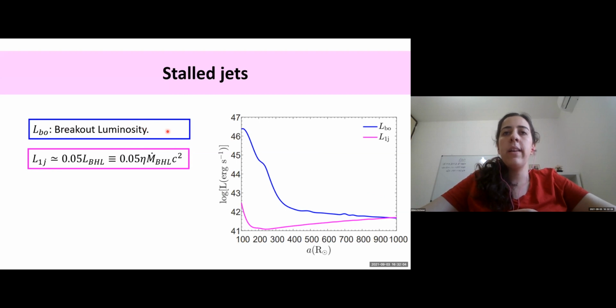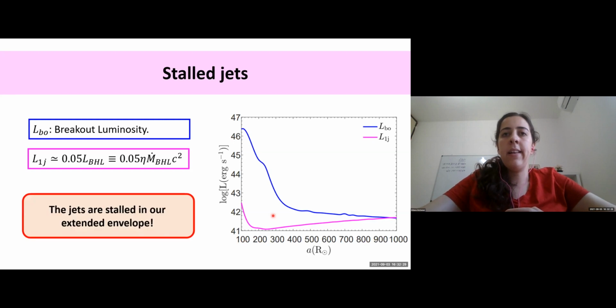And we compare it with the typical luminosity of one jet, which is drawn here with the magenta line. So we can see from this plot that for most of the orbital separations that we investigated, the breakout luminosity is several orders of magnitude above the typical luminosity of one jet, which implies that the jets would remain stalled inside the envelope. And this is good.